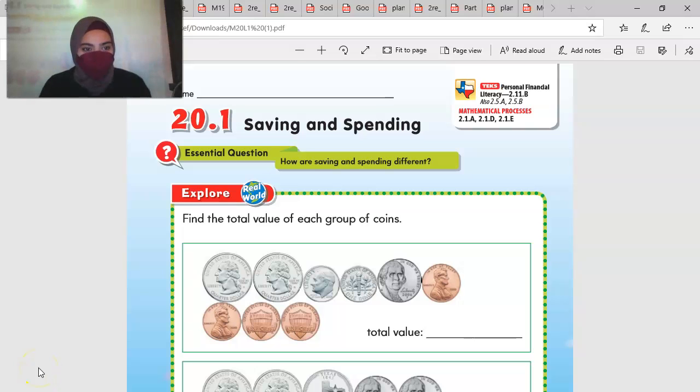This is Go Math lesson 20.1. We are focusing on saving and spending. How are saving and spending different? So when you save money, it's accumulating. You're making more money. The sum will be more. And if you're spending money, then your savings will be less because you're using that money.